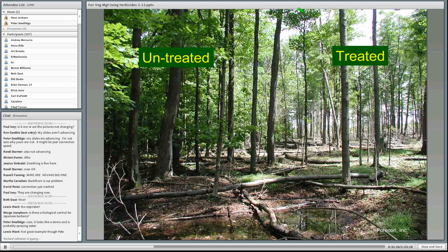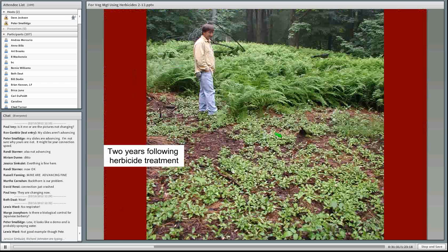This is another site where we actually sprayed the fern, which was just as dense as you see right here. And again, you can see that dense shade in some of these areas that fern is casting. This is actually 2 years following the treatment, and we have had no fern reinvasion here, but you can see all the dead fronds on the ground here.